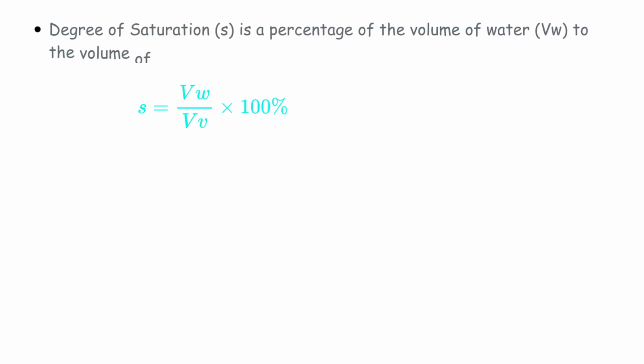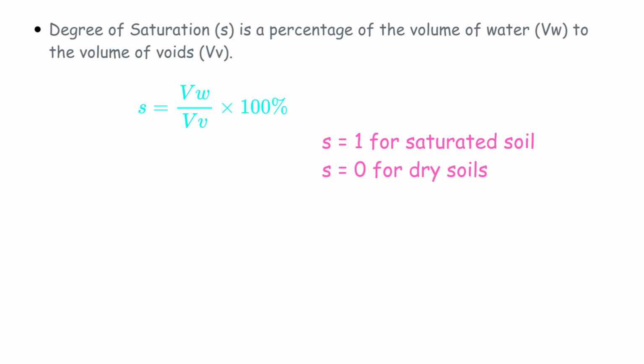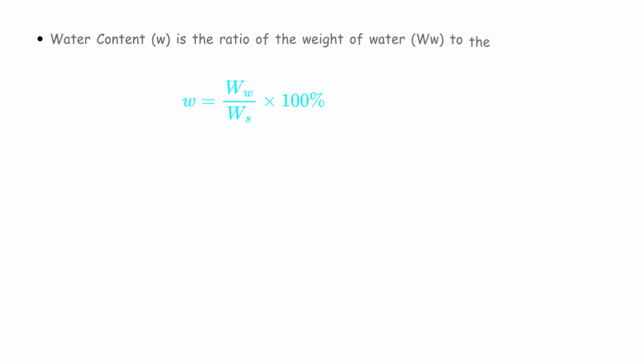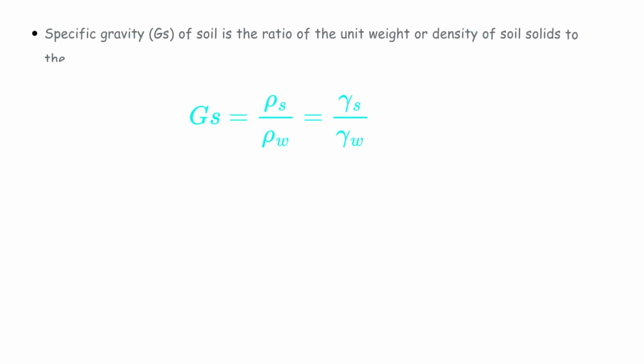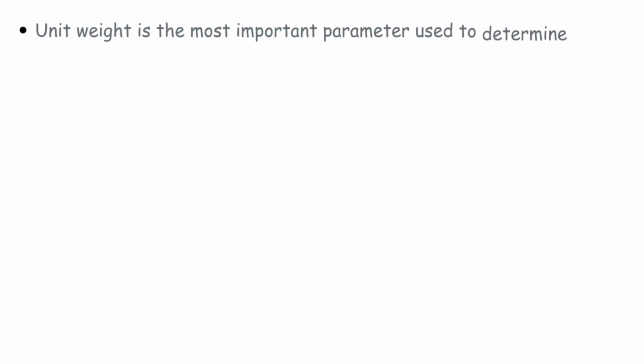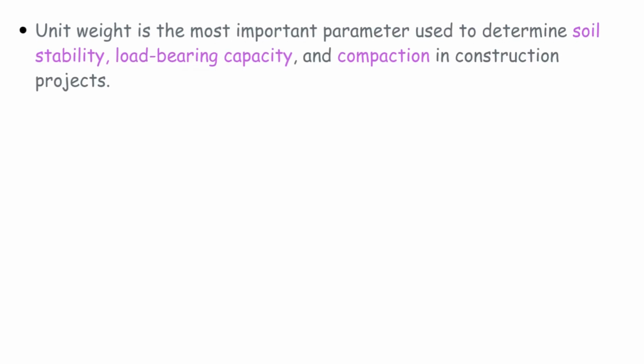Degree of saturation is a percentage of the volume of water to the volume of voids. Degree of saturation is 1 in fully saturated soils and 0 in dry soils. Water content is the ratio of the weight of water to the weight of soil solids. Specific gravity of soil is the ratio of the unit weight or density of soil solids to the unit weight or density of water. Unit weight is the most important parameter used to determine soil stability, load-bearing capacity, and compaction in construction projects.